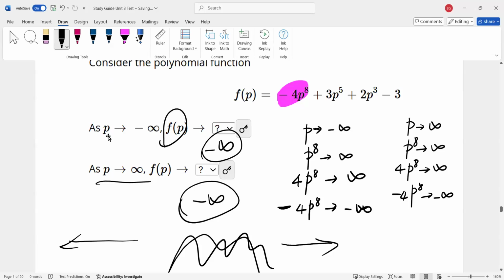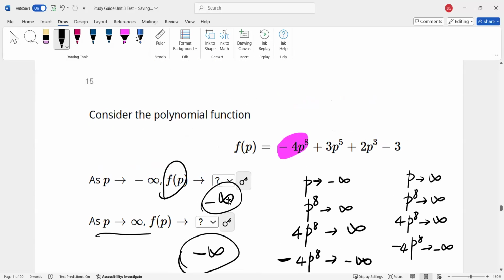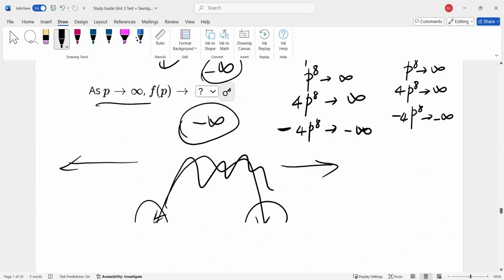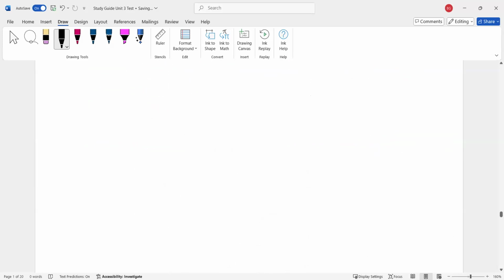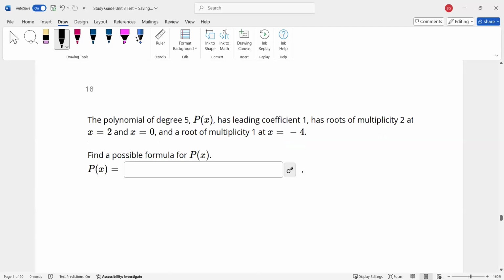Is this clear? So when p approaches negative infinity, you're going to choose negative infinity here. That's where the function approaches. When p approaches positive infinity, f of p also approaches negative infinity. Okay, I don't think this one is very challenging. It's actually very good because you need to have that thinking when you go to calculus, when the variable approaches infinity.